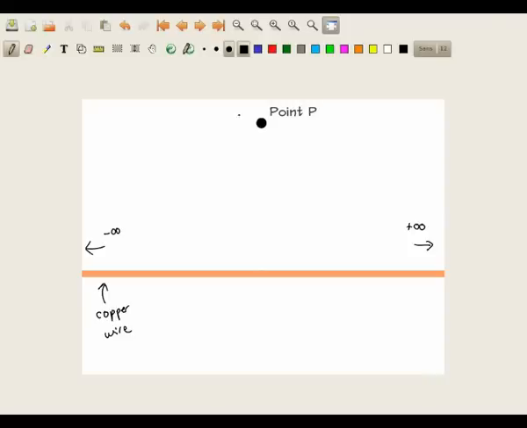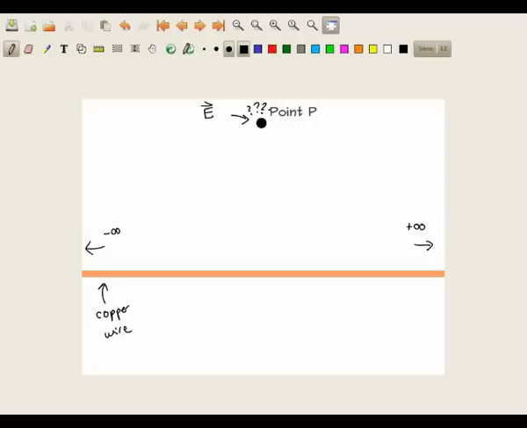And what we want to do is we want to find the electric field, the total electric field from all the tiny little charges in this line at point P. So this is what we want to figure out. We want to figure out what's the electric field up here at point P. Now that point is in space someplace. We need a coordinate system.